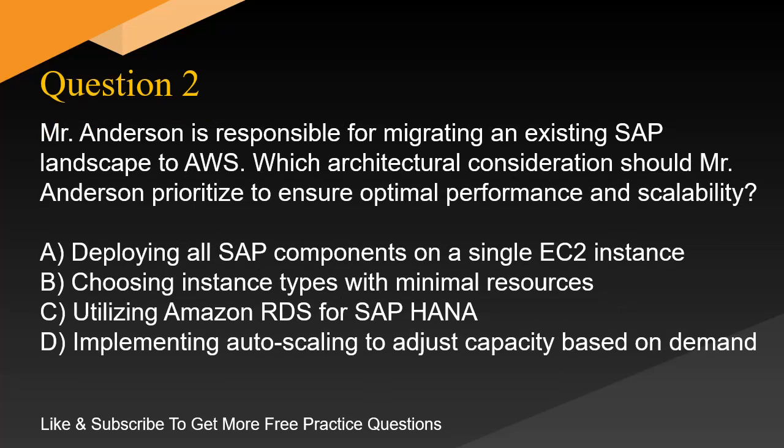Question 2. Mr. Anderson is responsible for migrating an existing SAP landscape to AWS. Which architectural consideration should Mr. Anderson prioritize to ensure optimal performance and scalability? A. Deploying all SAP components on a single EC2 instance. B. Choosing instance types with minimal resources. C. Utilizing Amazon RDS for SAP HANA. D. Implementing auto-scaling to adjust capacity based on demand.